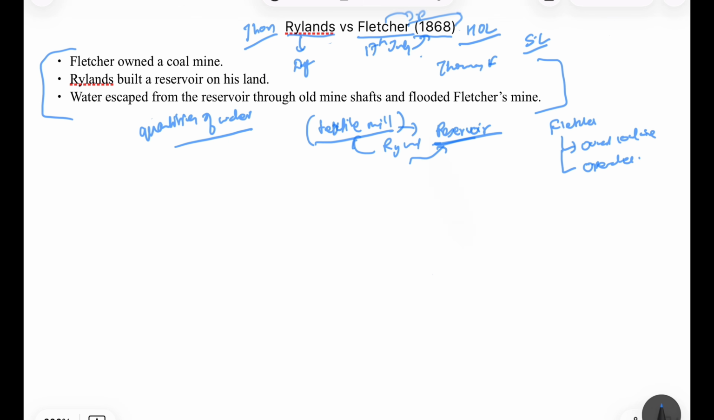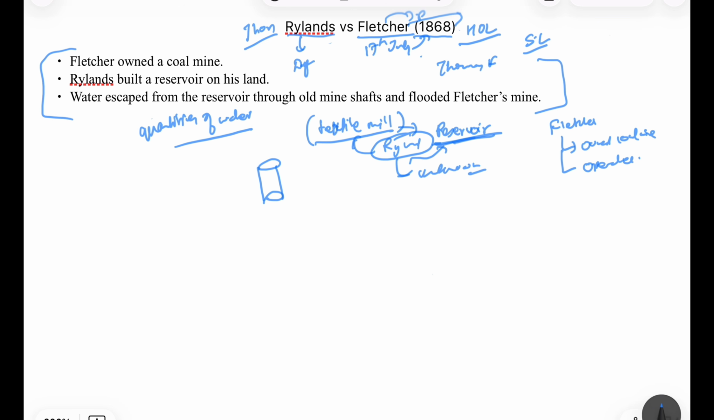Now, what happened is that, unknown to Ryland, there were old shafts beneath the reservoir. Before constructing the reservoir, we have to look for any old shafts left behind. Beside the construction of the mines, there will be old shafts, and old shafts means these are the vertical kind of escalators which are used for mining purposes. So there were leftover shafts under the reservoir, and he was not aware of that.